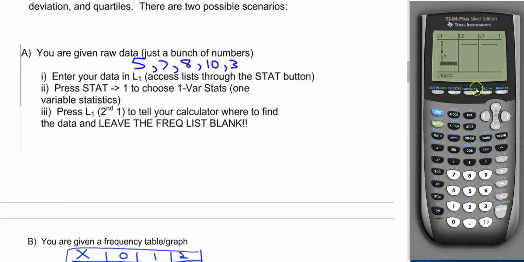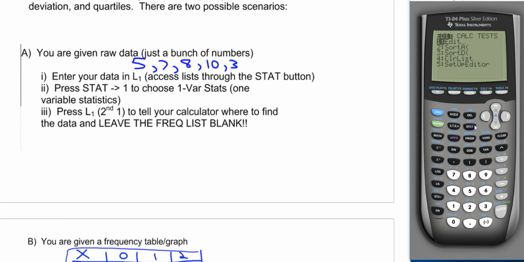Now if I want to find all that mean, median, mode stuff, you quit. You go to stat, then one variable stats. L1. Now notice I don't have a frequency list here, so make sure that's blank. Sometimes you do have a frequency list, and you can put L2 there, but right now I don't have it. Hit calculate.